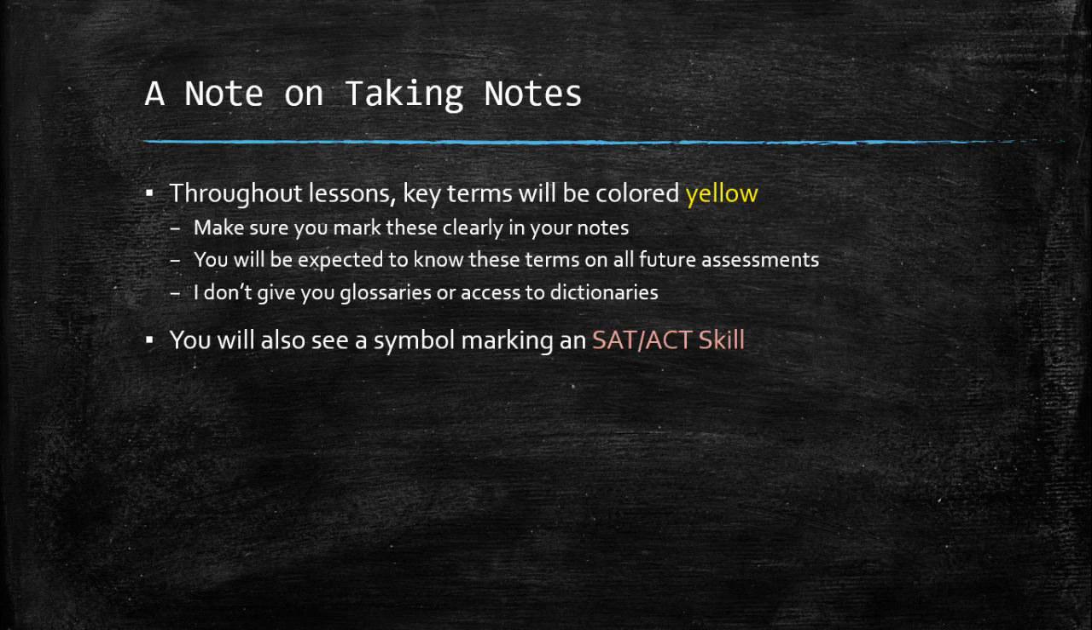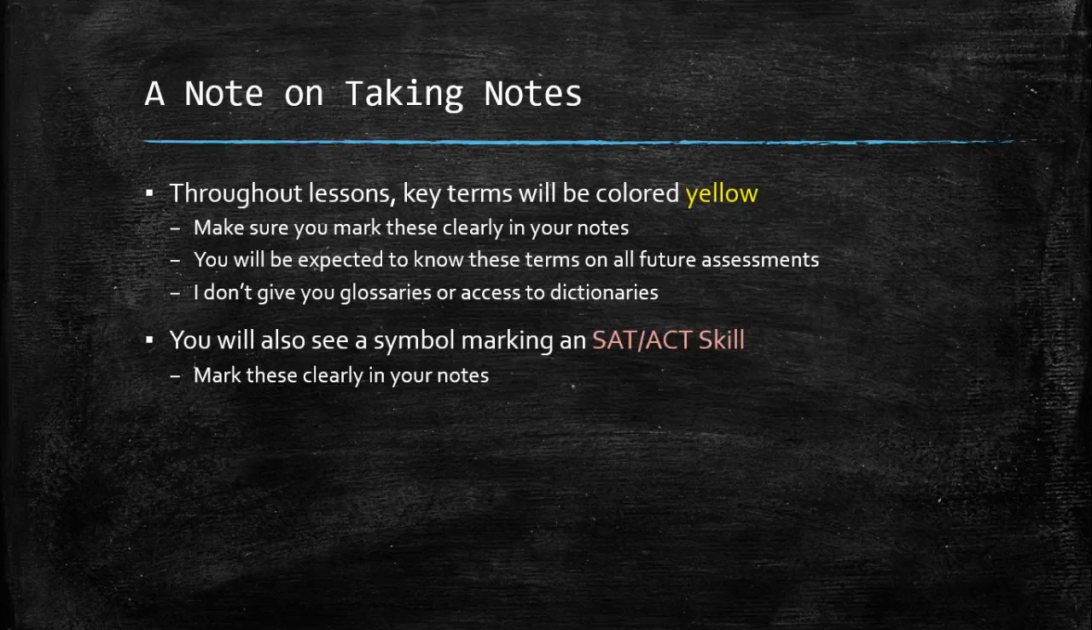Cool. Anytime we cover an SAT or ACT skill, you're going to see a symbol marking that. Make sure you mark these clearly in your notes. Maybe choose a different color of highlighter, or draw a diamond around it, something like that. Just mark these clearly in your notebooks as well.